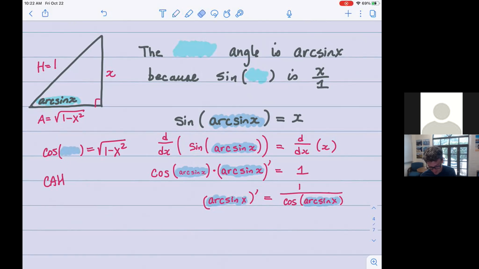And so now I put everything together. I can now put that in. What was this whole denominator down here, cosine of arcsine of x? Well, I'm going to copy paste it, right? And what did I just discover that cosine of the blue angle was? Well, that whole denominator is equal to the square root of 1 minus x squared. And so this is our derivative for the arcsine of x.